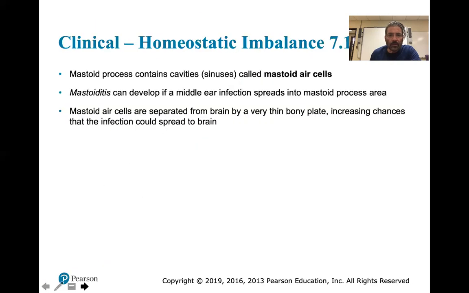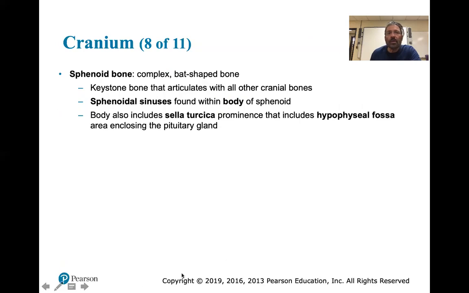Good grief. All right, sphenoid bone is complex. It's a bat-shaped bone. So there's the deal. Sphenoid sinuses are found within the bone of the sinus. The body also articulates to the sella turcica. It includes the hypophyseal fossa and encloses the pituitary gland.